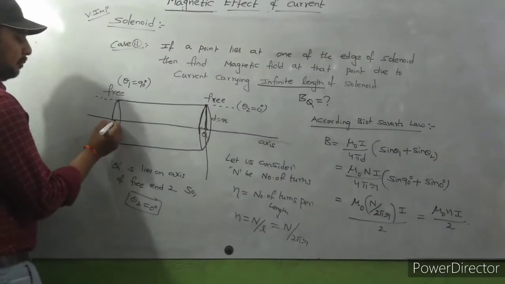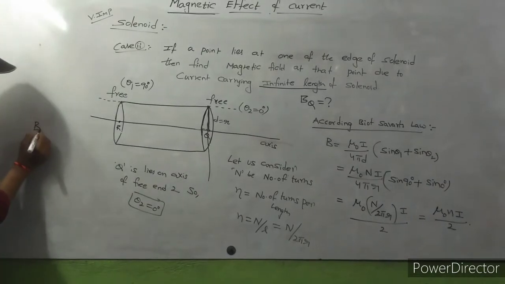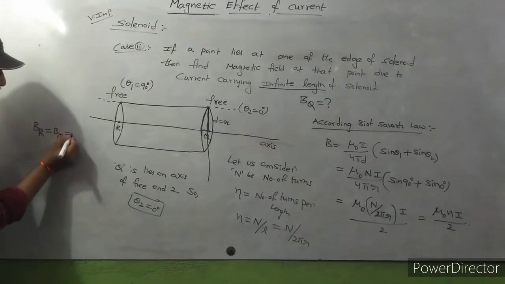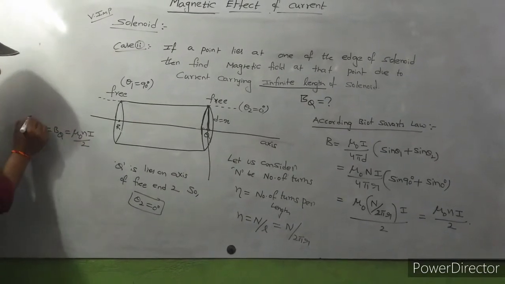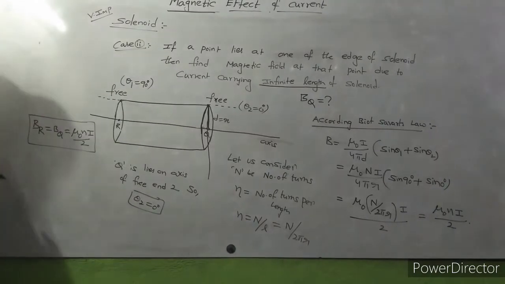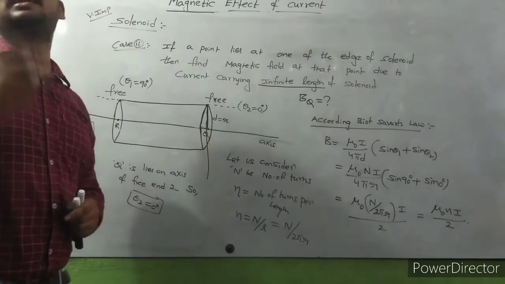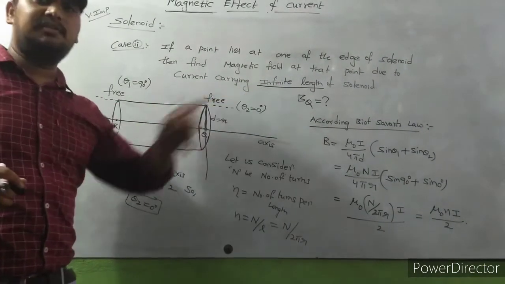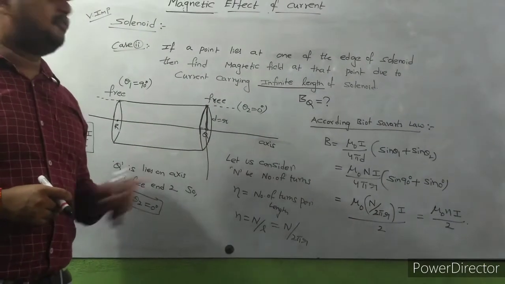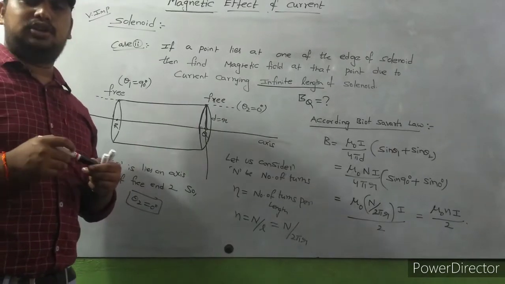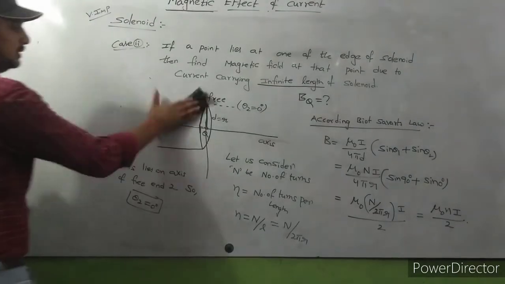For example, if a point lies here also, some point Q we consider, then the magnetic field at Q is equal to mu naught n I by 2 only. If any point lies at the edge of the solenoid, and that solenoid is made with infinite length of wire, this is important, then definitely the magnetic field at that point is mu naught n I by 2. Now I will write two note points based upon these two cases.